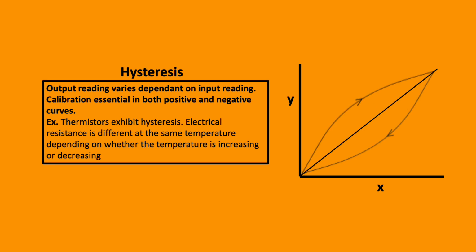Hysteresis describes a non-linear relationship, where the output reading varies depending on the input reading. Calibration is essential for both curves. An example of which is a thermistor, where electrical resistance is different at the same temperature depending on whether the temperature is increasing or decreasing.